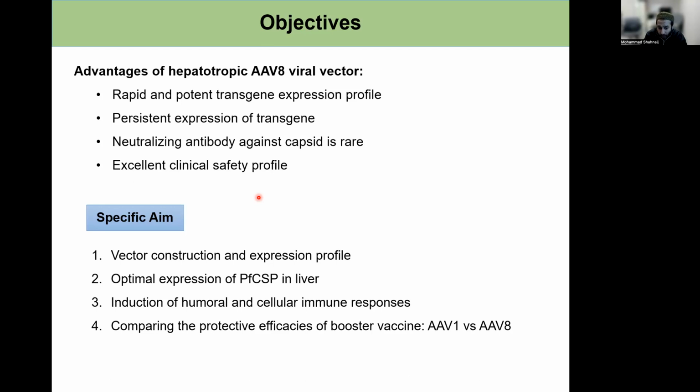To maximize the expression level, we have to use a smaller amount of vaccine. And we optimized the expression level of PfCSP using different immunization routes, and we checked the induction of the humoral and the cellular immune response, and we compared with our previously designed AAV serotype 1.